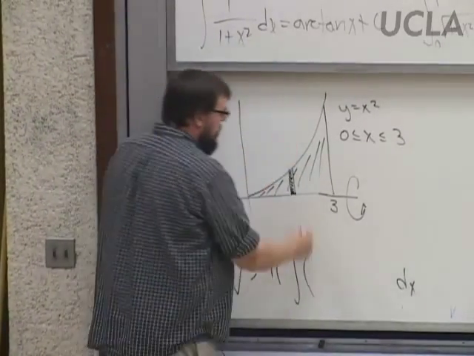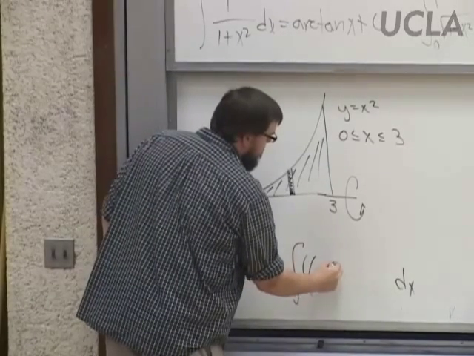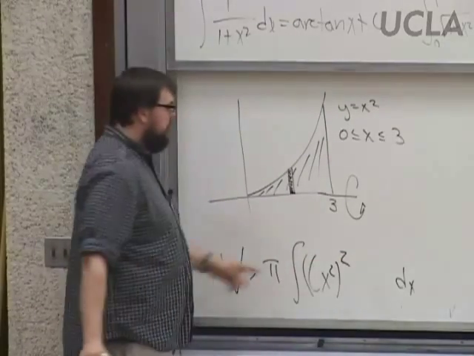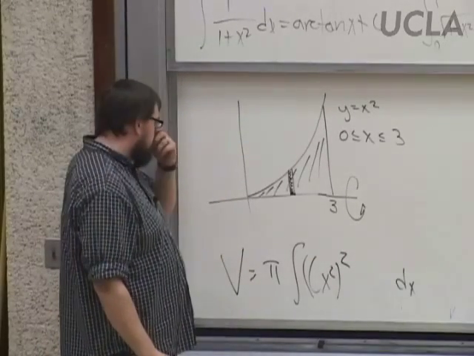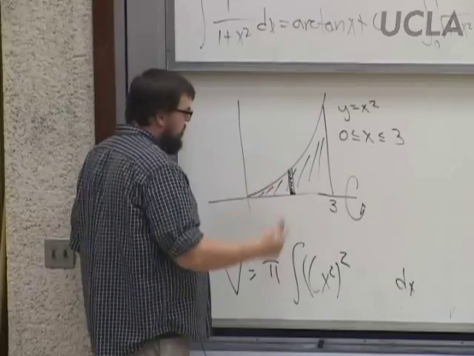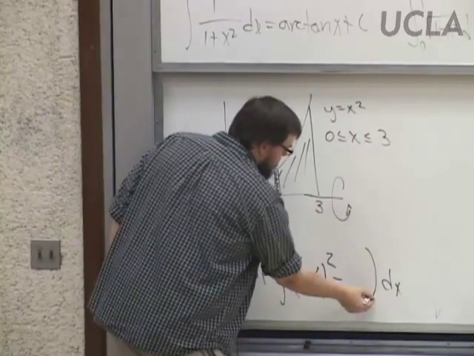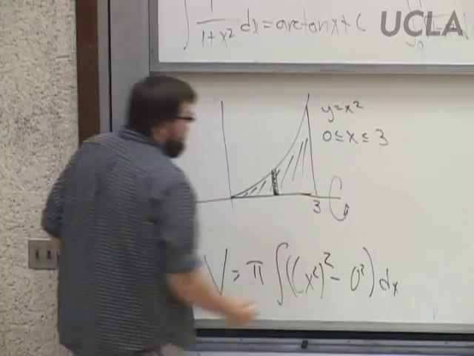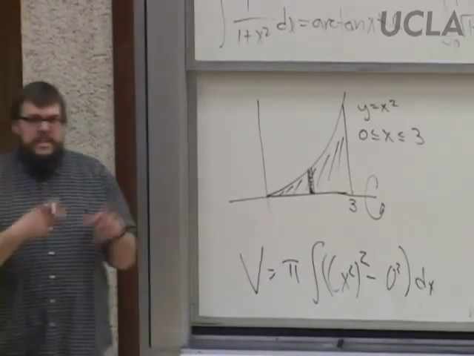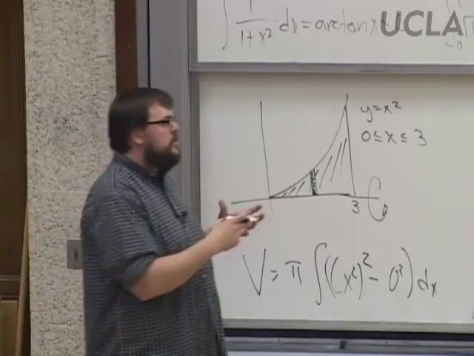It's the function x squared. So I'm going to take x squared squared. So don't forget you need to square it. It's really easy to forget to take the function squared. What's the inner radius in this case? Well, in this case, the inner radius is 0. In this case, also, it's referred to as just the disk method. So a disk is essentially a washer without a hole.